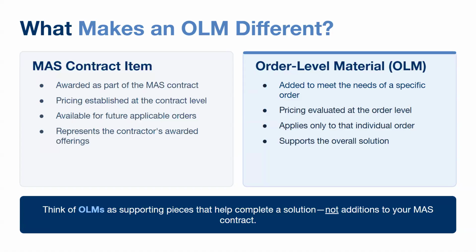They're not added to your MAS contract. They're added to a specific order because they're needed to successfully perform that particular requirement. Once the order is complete, those OLMs don't suddenly become part of your awarded contract. The pricing is another important distinction. Since OLMs aren't pre-priced under the MAS contract, the order contracting officer evaluates that pricing as part of that individual acquisition. We'll go into more detail about the pricing responsibilities a little later, but it's helpful to recognize that difference now.